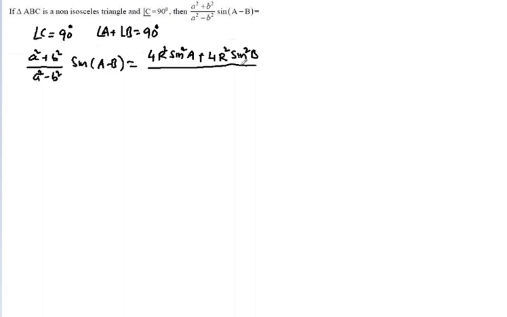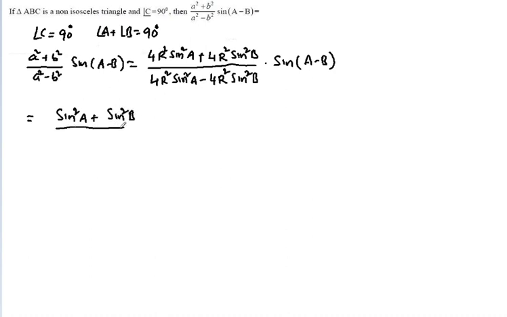So the given expression, (a square plus b square) by (a square minus b square) into sine of (A minus B), is equal to, applying the sine rule, a is equal to 2R sine A, that is 4R square sine square A plus b square, that is 4R square sine square B, by a square minus b square, this is 4R square sine square A minus 4R square sine square B, into sine of (A minus B). Here 4R square is common and cancelled. From this, that is (sine square A plus sine square B) by (sine square A minus sine square B) into sine of (A minus B).